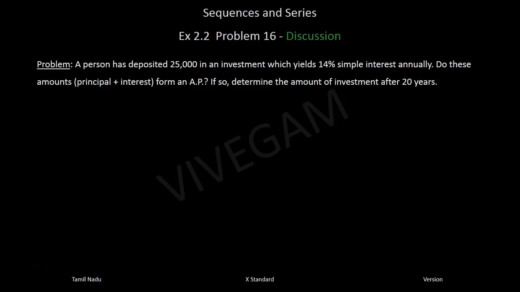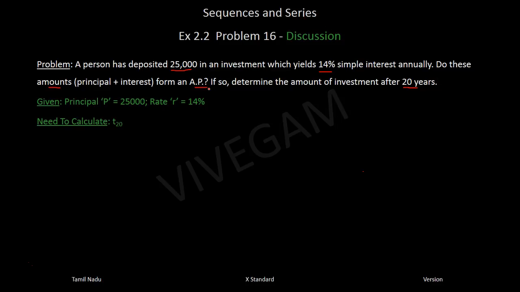Okay, so let's mark what is given here. The principal deposited is 25,000, the interest rate is 14%. The amount, which is principal plus interest, does it form an AP? That's a question, and you're asked to find the amount after 20 years. So principal is 25,000, rate is 14%, and we need to check whether it forms an AP series.